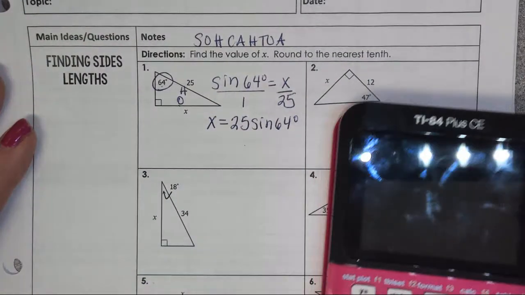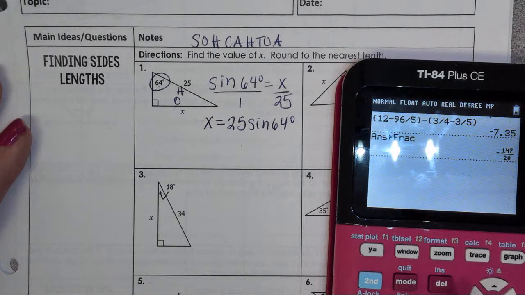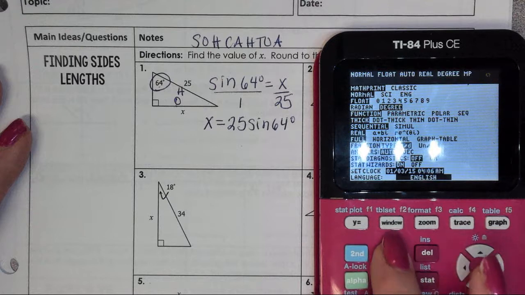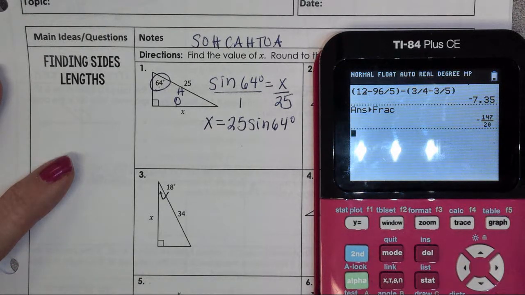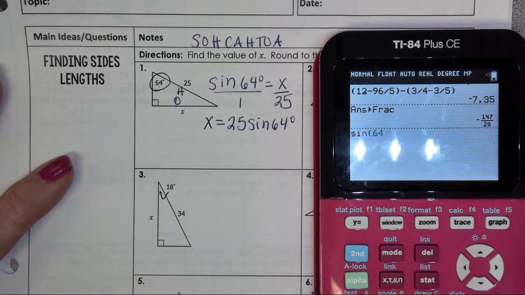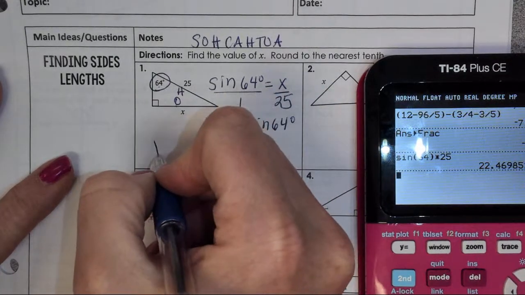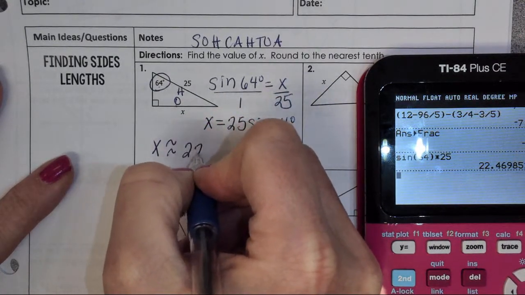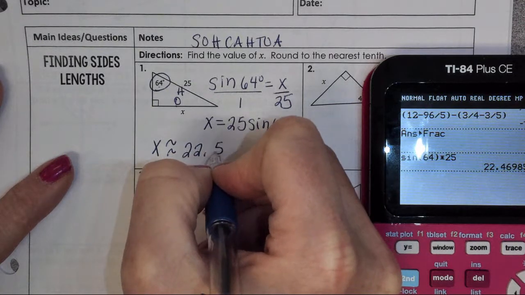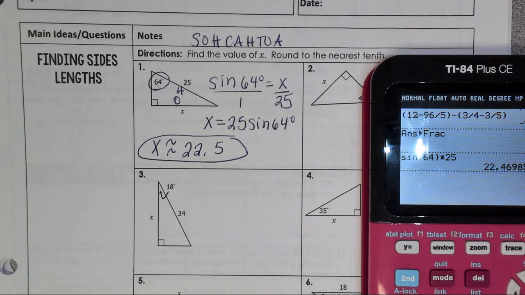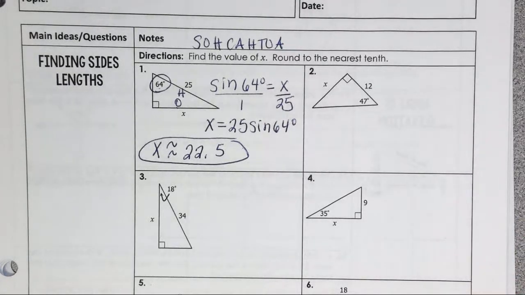So to find this answer, we're going to want to go to our calculator, check the mode, make sure we're in degrees, and then we're going to want to do the sine of 64 times 25. And we're going to round these to the nearest tenth, and this is an approximation, so 22.5. All right, you did that kind of thing last year, right? Okay, let's do another one here.